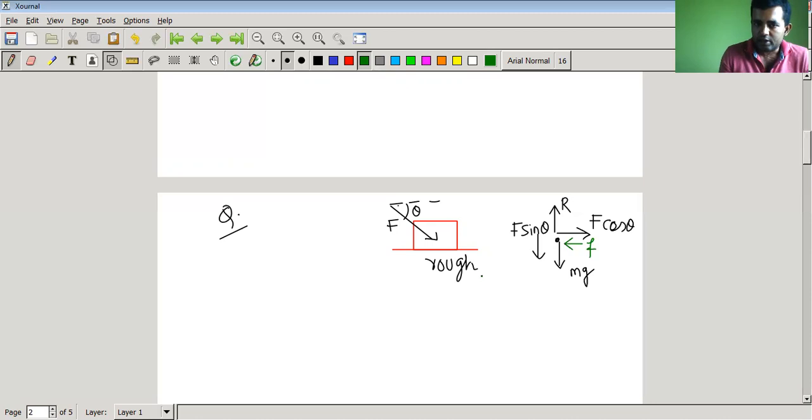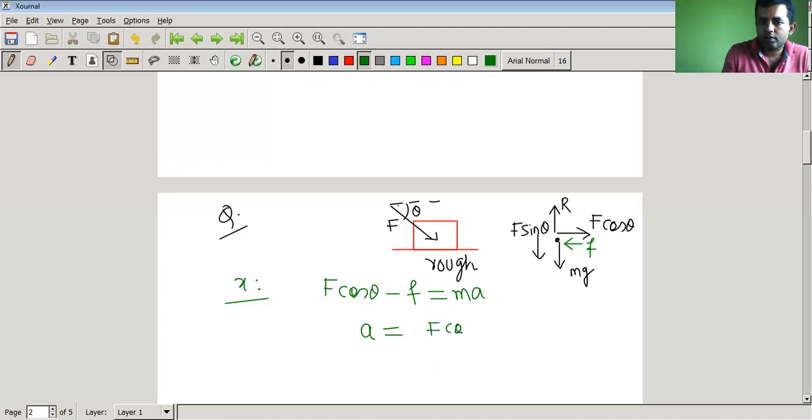So again, there is no motion along y direction. Along x direction, if I use Newton's second law, net force acting, you can see F cos theta is acting in this direction and F friction is acting in this direction. So net force will be F cos theta minus friction equal to mass times acceleration. Right? So acceleration of the block is going to be (F cos theta minus F friction) divided by mass.